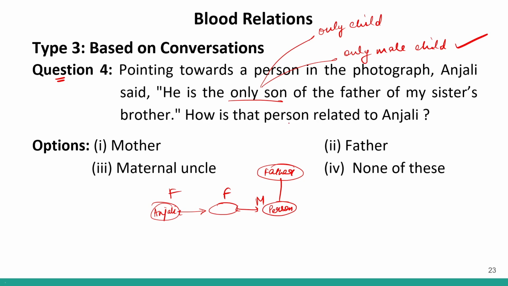So, how is that person related to Anjali? That person is Anjali's brother. The relationship is of brother. But is it given in the options? No. So the answer will be option number 4, none of these. This would be the answer.